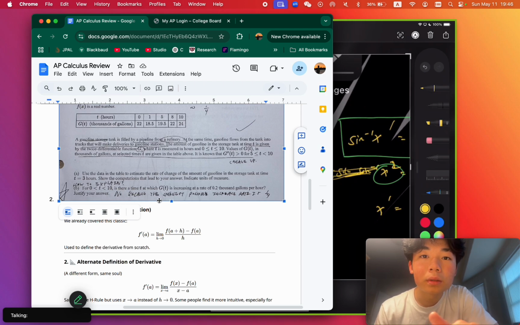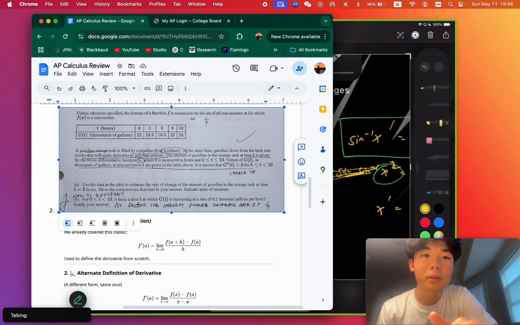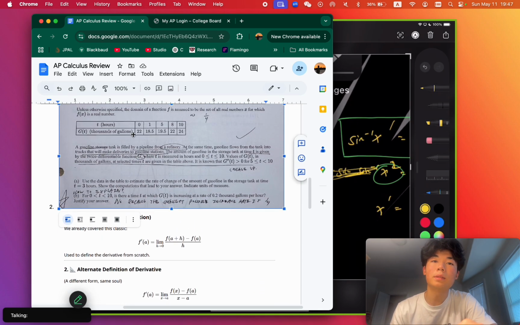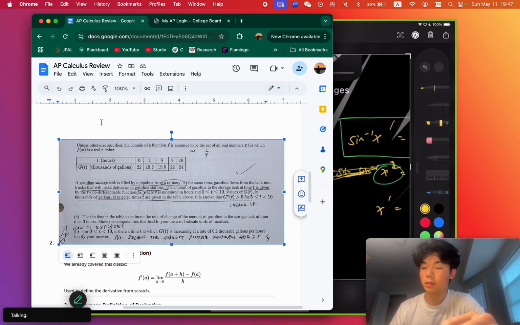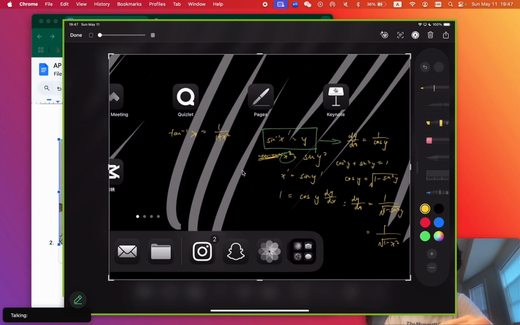Because the smallest possible increase rate. Oh, you just want to know how to explain for 0. So is there a time t at which g(t) is increasing at a rate of 0.2 gallons? Oh, this is easy because this is the MVT, mean value theorem. Let's review the mean value theorem.